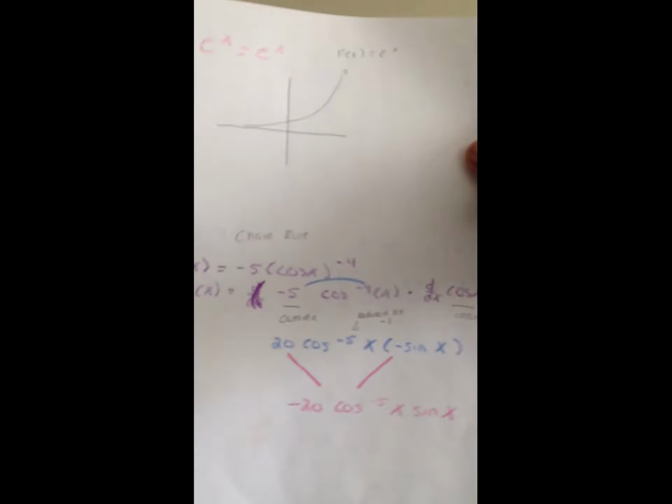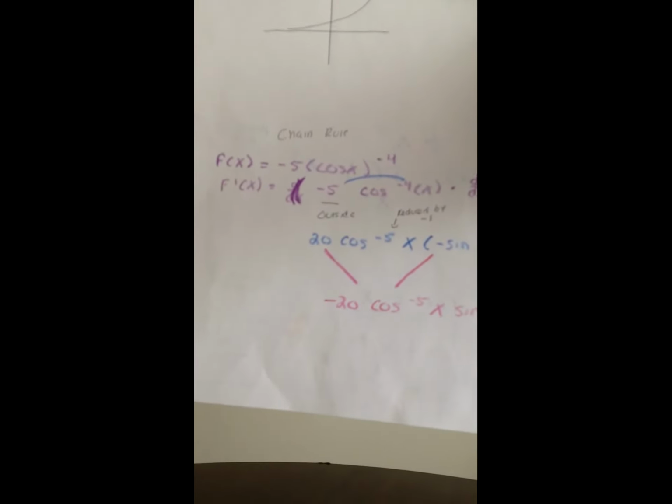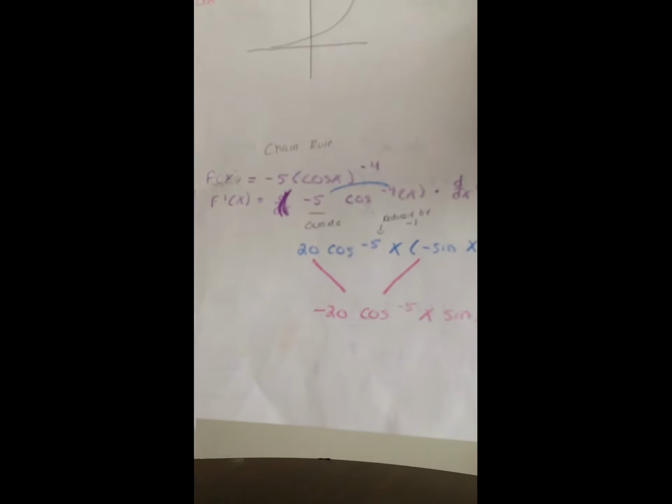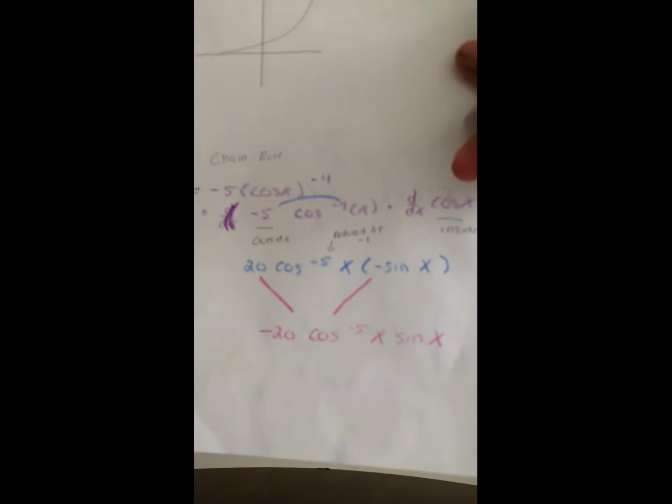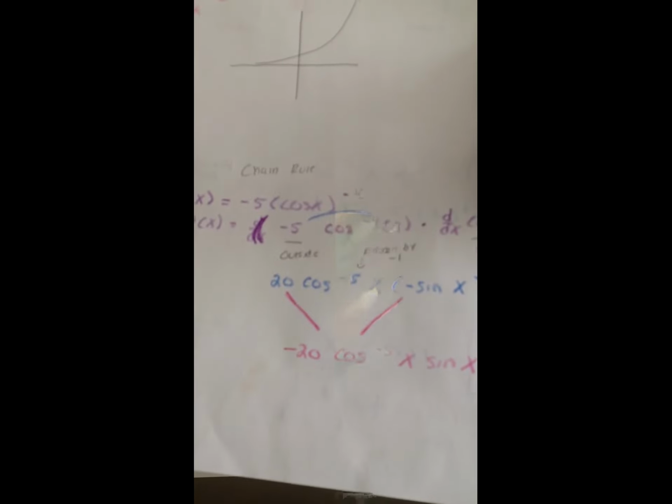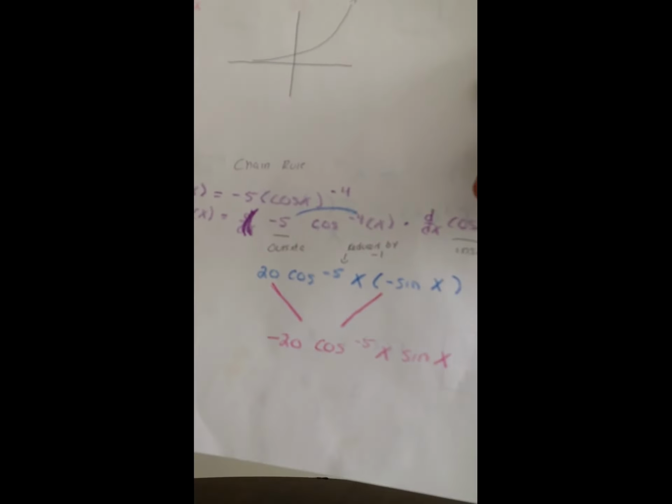So we have an example right here of a chain rule, which is f of x is equal to negative 5 cosine of x, all to the exponent of negative 4. So we take the outside function right there, we take the exponent, multiply it by negative 5 to get 20, reduce the power by 1, which gives us 20 cosine of x to the negative 5, and taking the derivative of cosine of x to get negative sine of x. After that, we take 20, multiply it by the negative in front of the sine to get the final answer to equal negative 20 cosine of x to the negative 5 times sine of x.